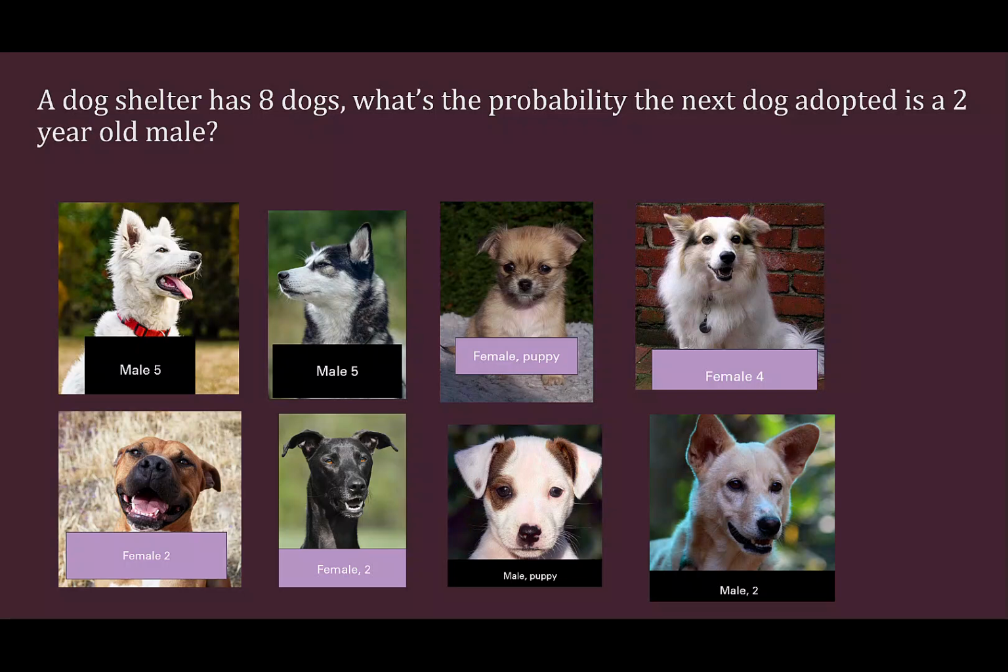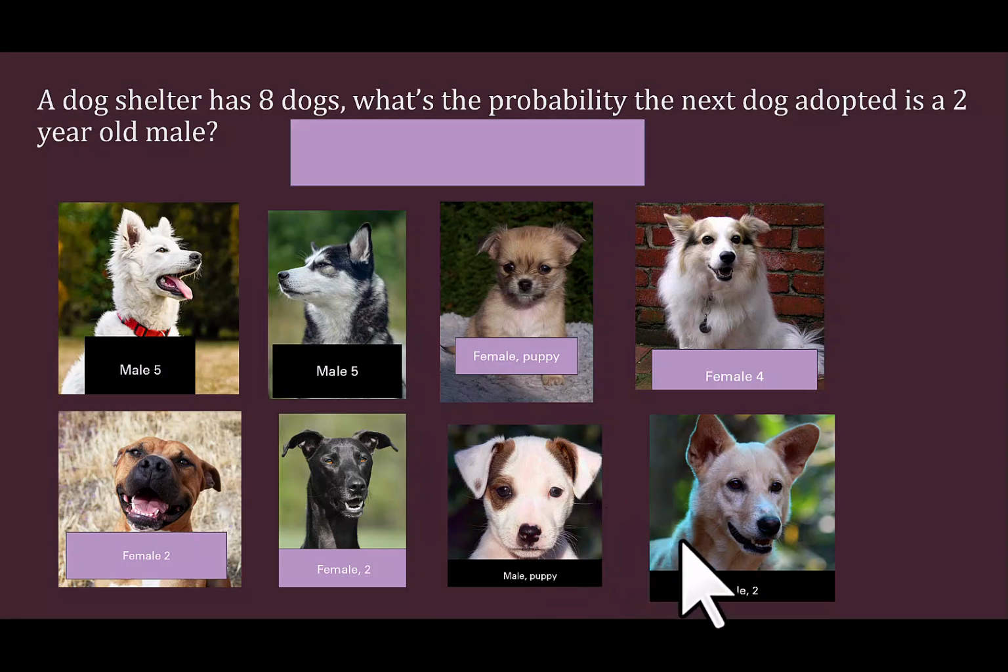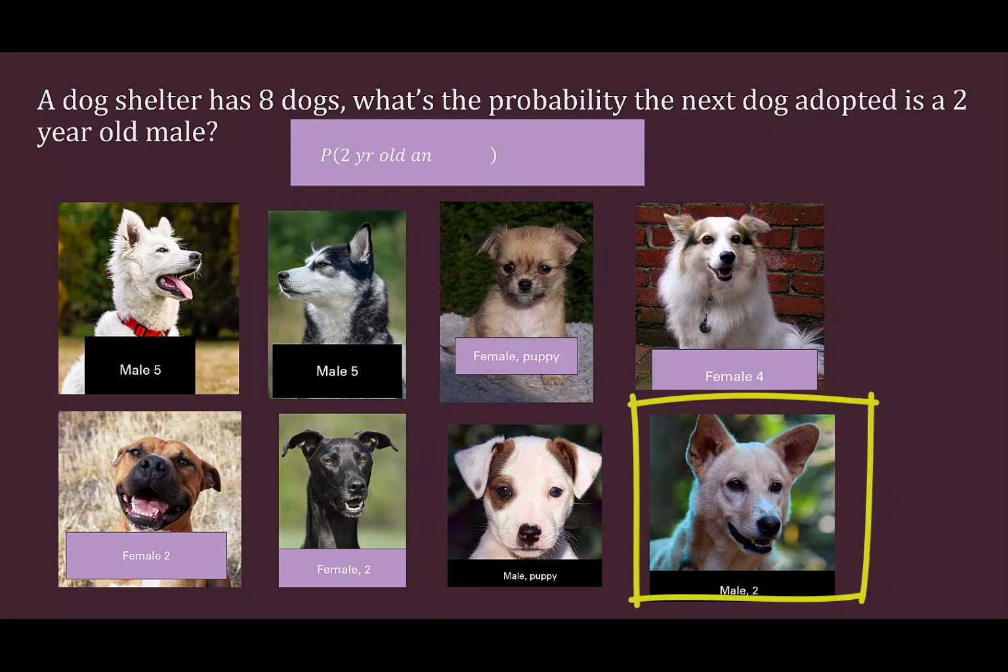Let's find the probability the next dog adopted is a 2-year-old male. In this case, we're satisfying 2 outcomes. The dog has to be 2 years old, and the dog is a male. In this case, the word and is understood. We're looking for the dog to be 2, and we're looking for the dog to be a male. When we scan through the dogs, we only see one dog that's both a male and 2 years old. Our probability of a 2-year-old dog and being a male would be 1 over 8, which is 12.5%.